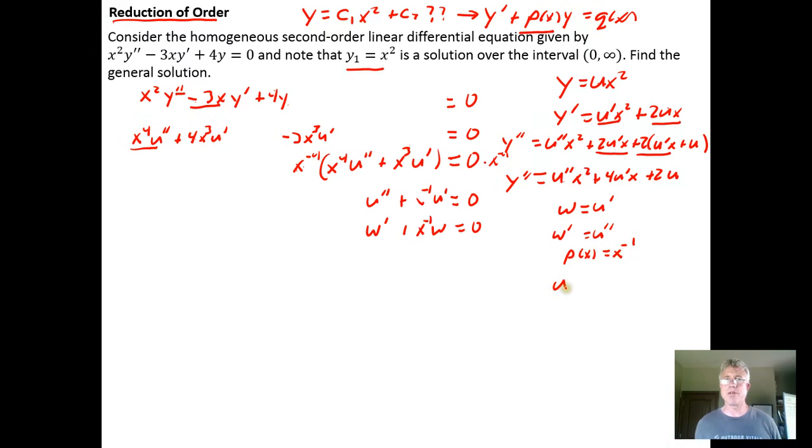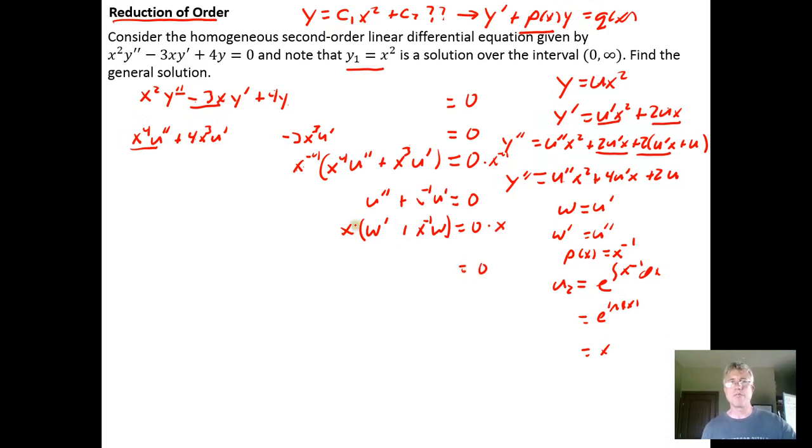So my integrating factor, and because I already used a u, I'm going to use a u sub 2 here. My integrating factor u sub 2 is going to equal e to the antiderivative of x to the negative first dx, which is just going to be e to the natural log of x, which is just going to be x. So my integrating factor is going to be an x. So we multiply both sides by the integrating factor.